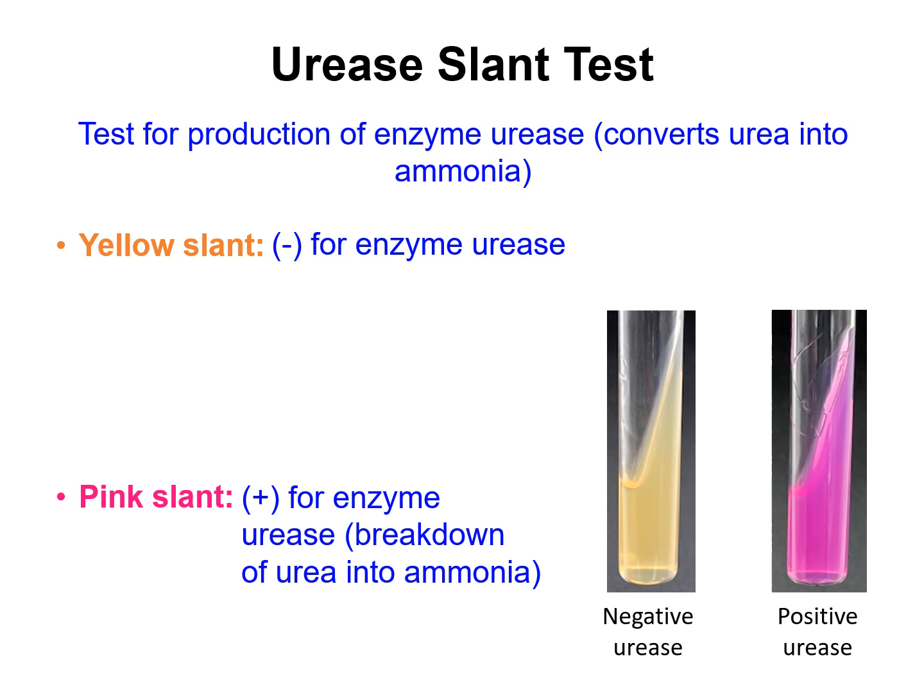So because there's a pH indicator in there, when the pH of the medium changes, the pH indicator is going to indicate that change that just happened. So if you get a pink color for the urease test, that would tell you that urea is breaking down into ammonia, and that's because the bacteria is producing that urease enzyme. Okay.